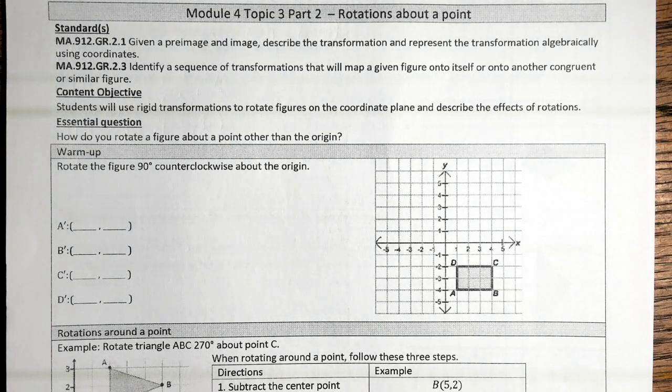So again, page 13, go ahead and try to work the warm-up here. This is rotating about the origin, so just use the rules from the last topic. I'm going to wait about 3 seconds, give you the chance to pause, work the warm-up, and then unpause and see how you did.